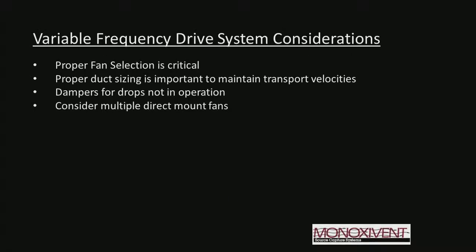Fan selection is very important with these. I'll be showing you some performance charts here that kind of drive that point home. Duct sizing is important to maintain proper transport velocities. If we size our system like we talked about earlier for 2,000 to 2,500 feet per minute at full airflow, what's going to happen to that transport velocity is we slow the fan down. For us, we do not want that transport velocity to vary much. We want to try to keep it fairly consistent.